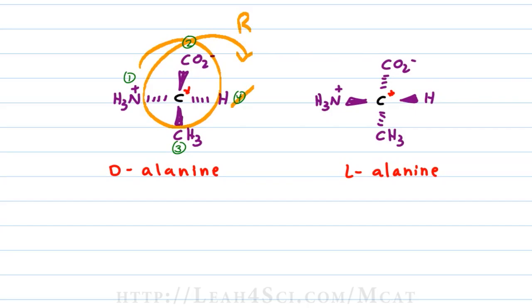And now we'll do the same thing for L-alanine. Nitrogen is number 1, carboxylate number 2, methyl 3, and hydrogen 4. When we cross out number 4 and trace the path from 1 to 2 to 3, it looks like it's also R. But in order to have an R, number 4 has to be in the back. If number 4 is coming out of the page, we have to reverse the chirality because we have to imagine we're looking at it from the other side. And that means L-alanine is S, where D-alanine is R, proving once again that these two are enantiomers.